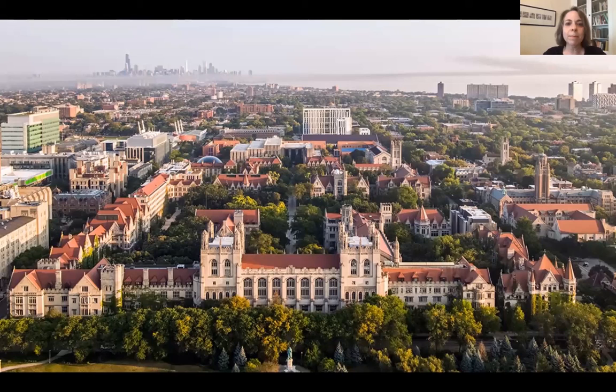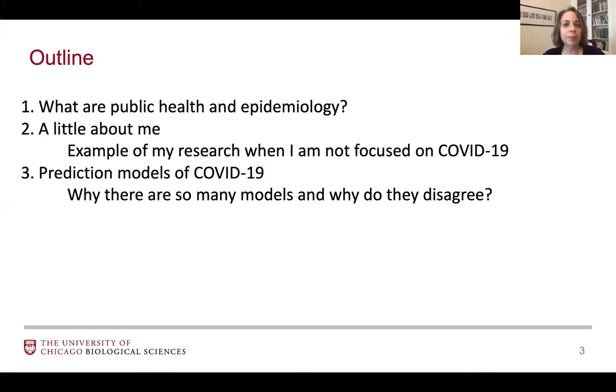What I'm going to do today is define what public health and epidemiology are, and then I'm going to talk a little about my own career trajectory, which is frankly weird. I'm going to give an example of my research when I'm not focused on COVID-19, which I'm just going to refer to as COVID after this. And then I'm going to talk a bit about prediction models of COVID and why there are so many models and why they disagree. I am hoping to finish this all with time for questions at the end. I think it's going to be a little difficult to interrupt with questions, so write them down or hold them.